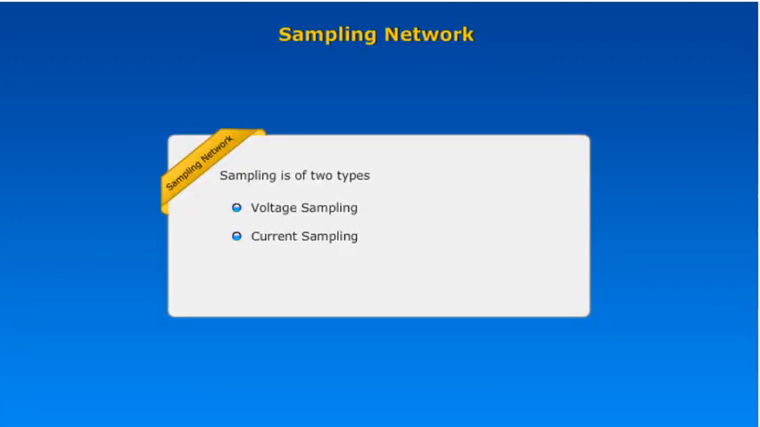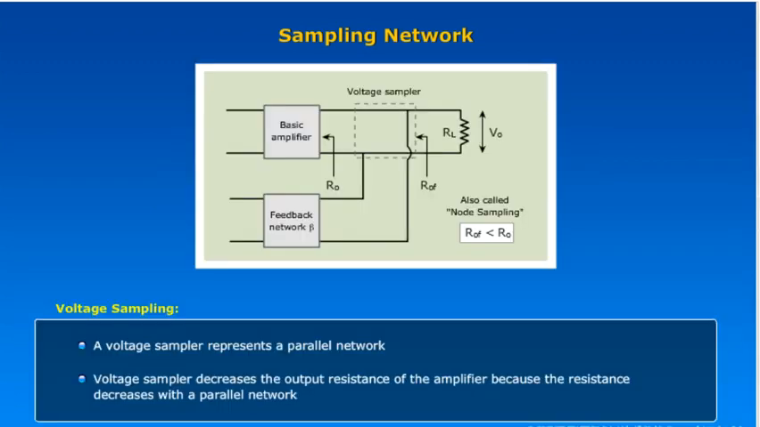Next we discuss the sampling networks. The sampling networks are related to your output resistance, which is increased or decreased with the help of two types of sampling. Now we will see that. There are two types of sampling: voltage sampling and current sampling. First we go with the voltage sampler.